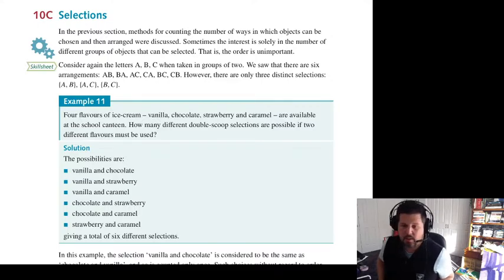Alrighty, we need to have a chat about selections. The other day we looked at arrangements, also known as permutations. This time we need to take it further and have the chat about selections.